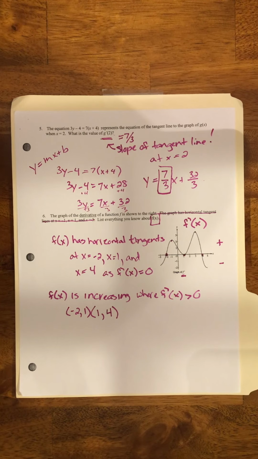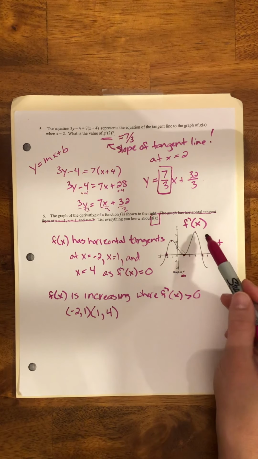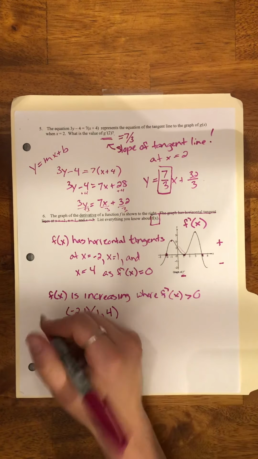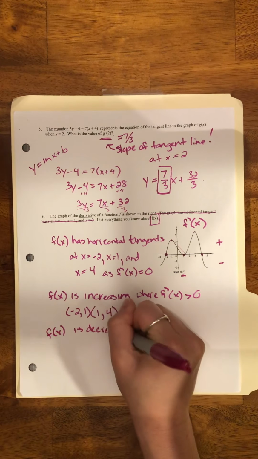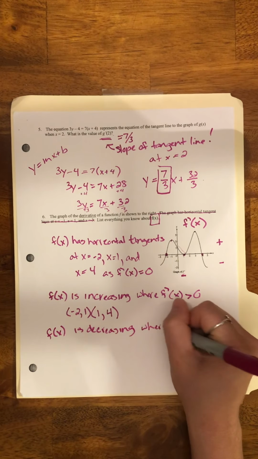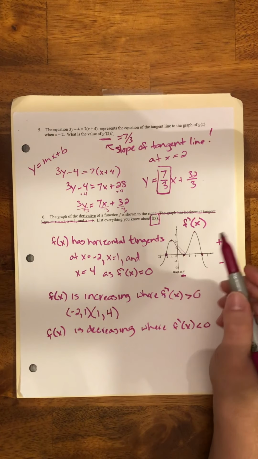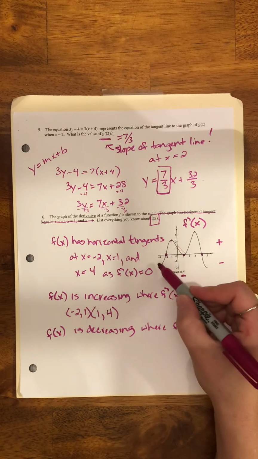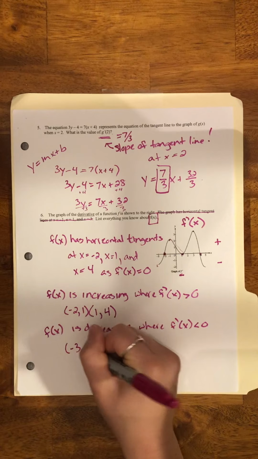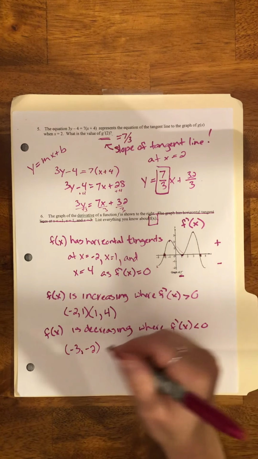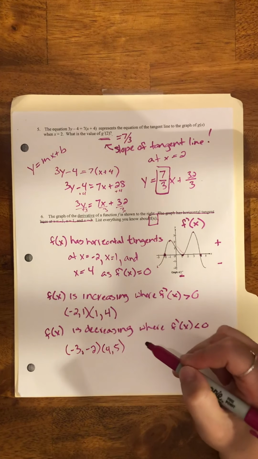So f of x is increasing where f prime of x is greater than 0. Slope is greater than 0, so you're just looking at where f prime is above the x-axis. Same thing if I did decreasing, well, similarly. I'm looking for where f prime is less than 0, that would be below the x-axis. This one, you can see that the graph stops, so it doesn't have an arrow, so I'm just going to say from -3 to -2, and then 4 to 5. If these had arrows on the end, then you would say from -infinity here and +infinity here.